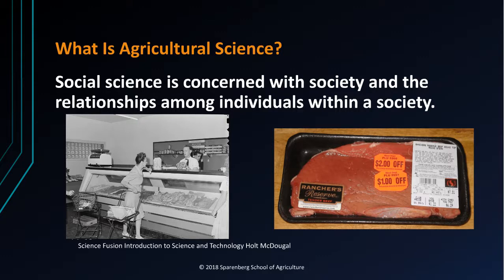Social science is concerned with society and the relationships among individuals within a society. The social sciences include, but are not limited to, economics, political science, management, psychology, sociology, law, and history. Agricultural science research is conducted in all of those areas.